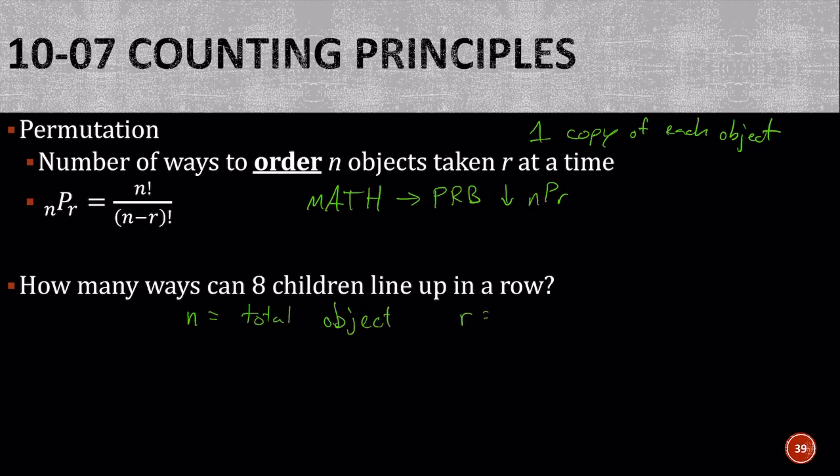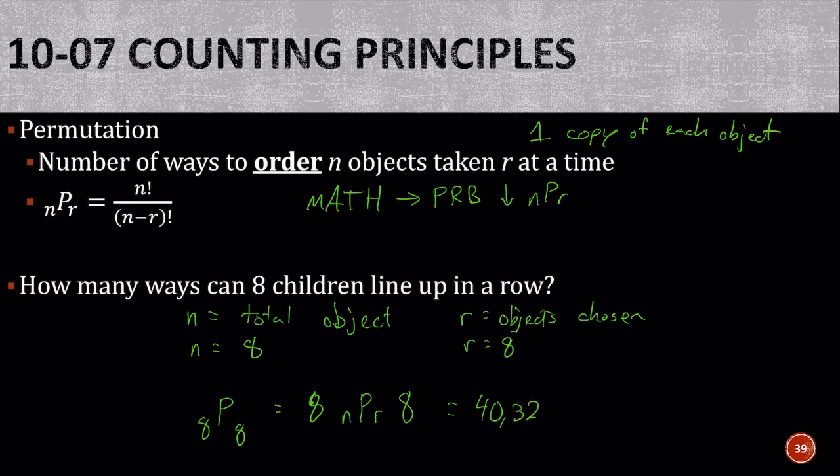r is the objects that you're actually choosing, or that are chosen. So in this case, n is 8 that we get to choose from, and we are actually choosing all 8. So it'll be 8P8, which we'll just put in our calculator. I'd put it in as 8 nPr 8, and you get 40,320. There's quite a few ways just to line up 8 kids.